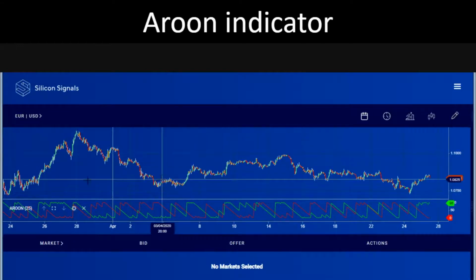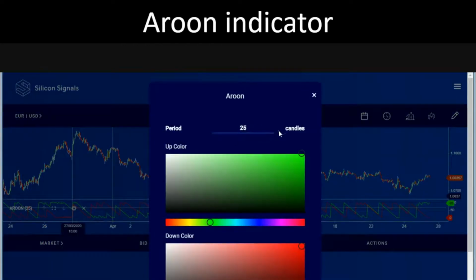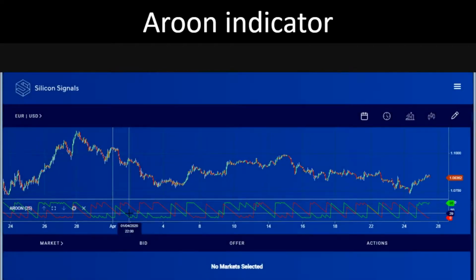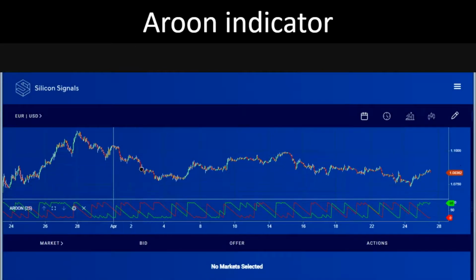So let's have a look at the actual indicator itself. If you click on the settings button, you can choose the period you want to measure on the Aroon indicator. Normally it is a 25 period measure because it makes the lines a bit smoother, but I have seen some traders use 14 period before. We've got the up color in green and the down color in red. When I started up the indicator they were in reverse, but to make the video a bit simpler I've changed the colors for you. Then you just click submit and the indicator shows up here.